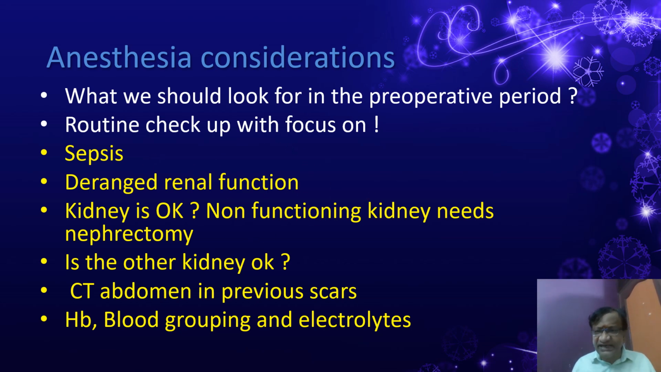Deranged renal function: creatinine and urea are on the high level, 1.8. Is the kidney okay or not? Is the other kidney okay? And CT abdomen, especially if there are any previous scars. So what we need to do, other than RFT, is hemoglobin, blood grouping, electrolytes, total count. If you also want to know, you can check a urine routine and see whether any pus cast is there or not.